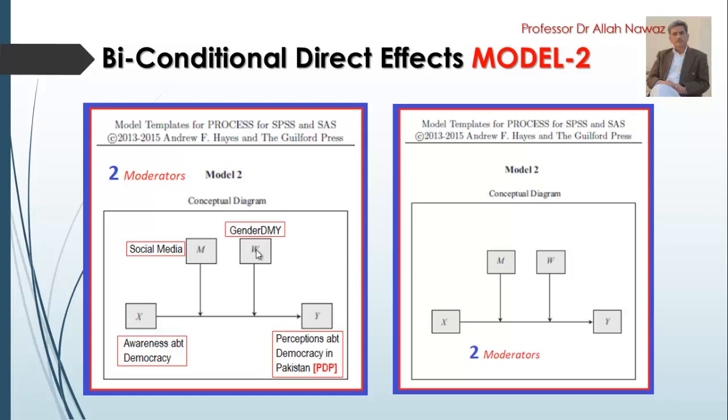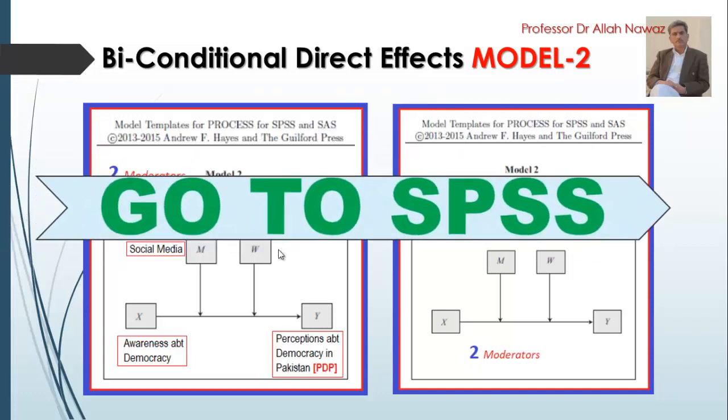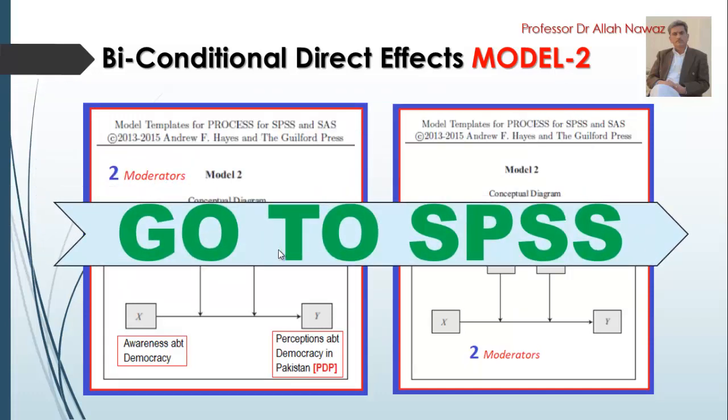So let's move to the SPSS and compute statistics about the role of two moderators in changing the conditional relationships, but direct relationships between X and Y. So let's go to the SPSS and get the results.